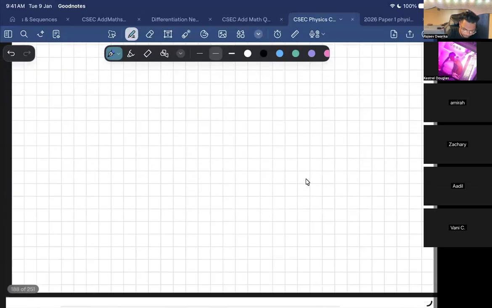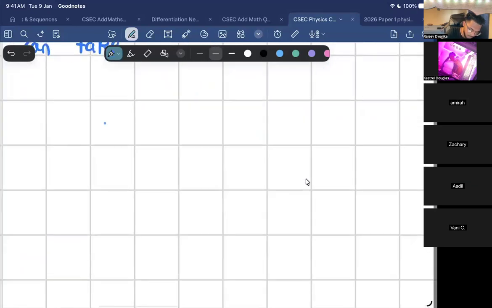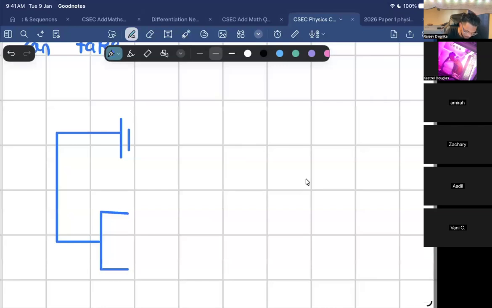Okay, so let me give you an example of a parallel circuit. Give you a couple examples. Which symbol do you prefer for the resistor, the squiggly line or the rectangle? Squiggly line. Okay.